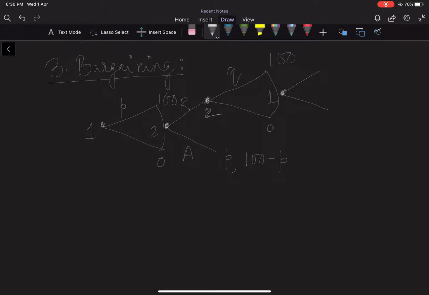and player 1 now can either accept or reject. If player 1 accepts, player 1 gets Q, the counter offer, and player 2 gets 100 minus Q. If player 1 rejects, both get 0. Okay, right? So this is the game. So now instead of just player 1 offering and 2 saying accept or reject, I am allowing 2 to give a counter offer, and then 1 can accept or reject, and in case of rejection they both get 0.